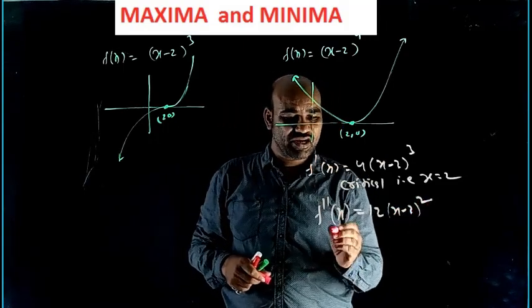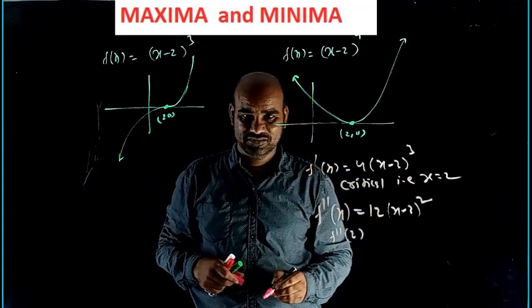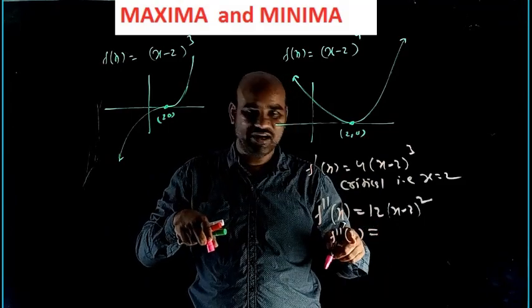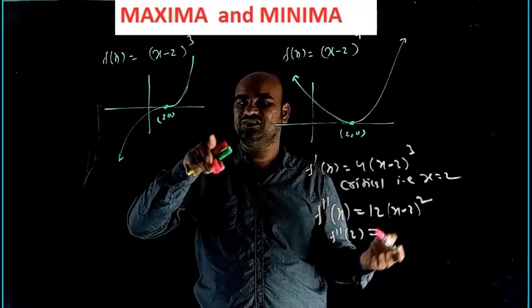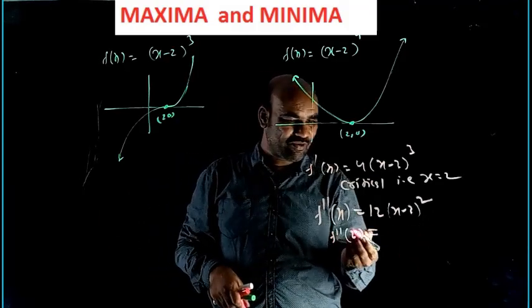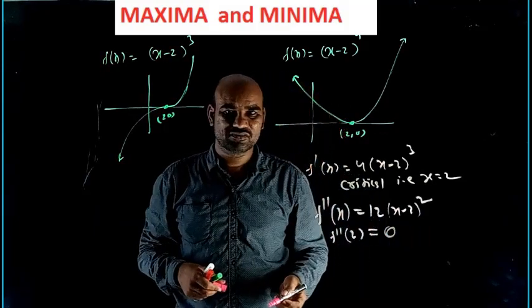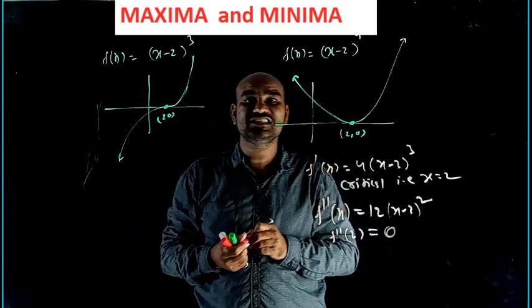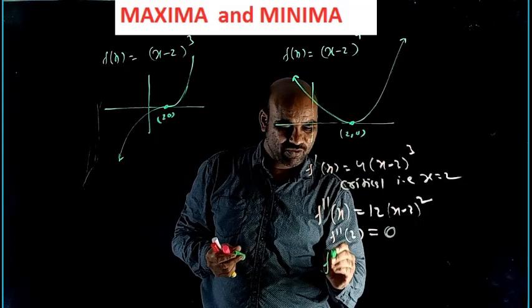Next, what do we want to find? We should find f double dash of 2. If f double dash of 2 is greater than 0, point of minima; less than 0, point of maxima; equal to 0, further investigation is needed. See here, f double dash of 2 is 0 only. It means here you can't conclude what 2 is. Further investigation is needed. What is that? Find f triple dash of x.